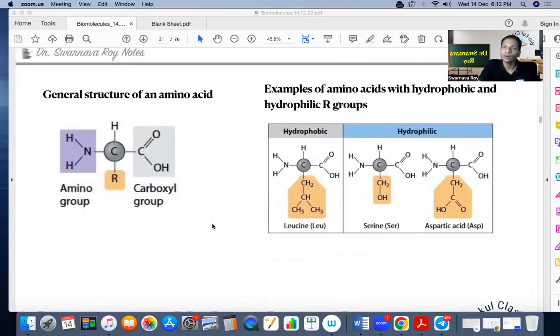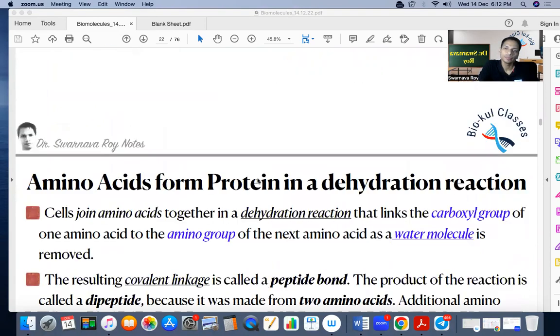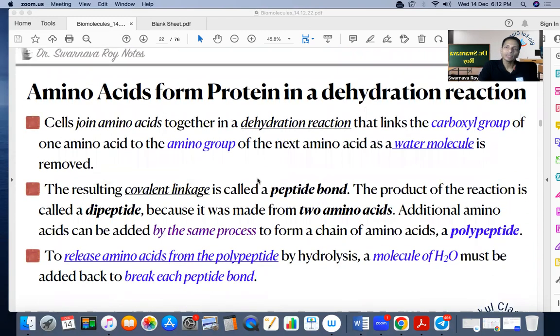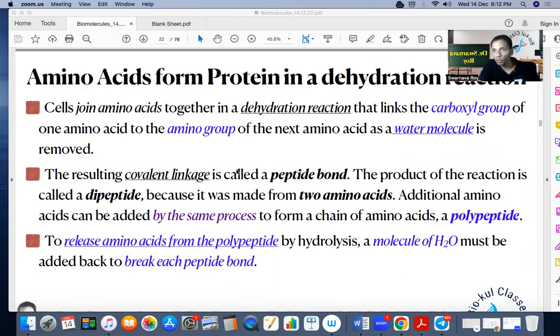So here we can see this is the alpha carbon, this is the carboxyl group, this is the amino group. An example of a hydrophobic amino acid is leucine, as I already showed in the chart. And examples of hydrophilic amino acids are serine, which has a hydroxyl group, and aspartic acid, which is acidic, which has a negative charge. Now, we need to understand how amino acids join together and how it forms a peptide bond, and finally how it forms a protein. So let's explore that concept.